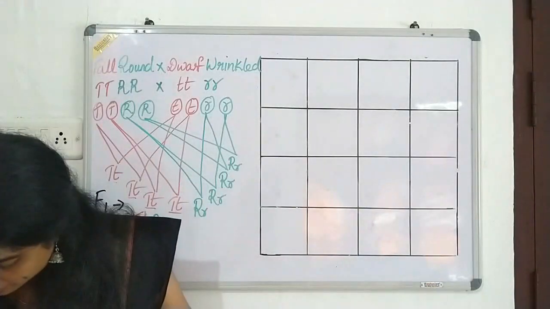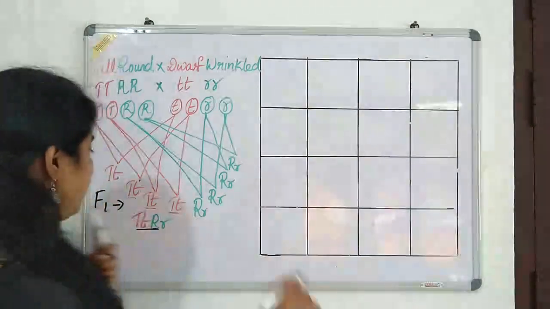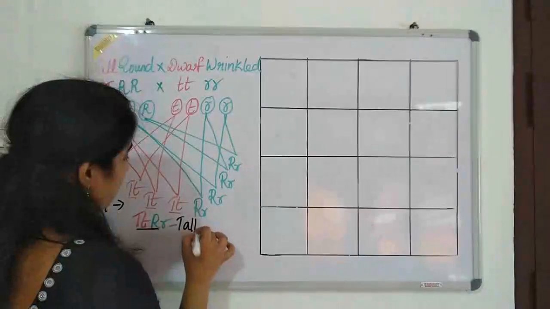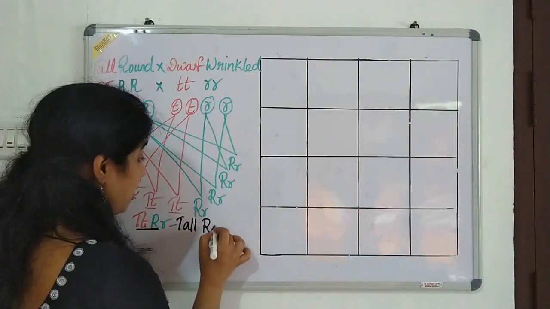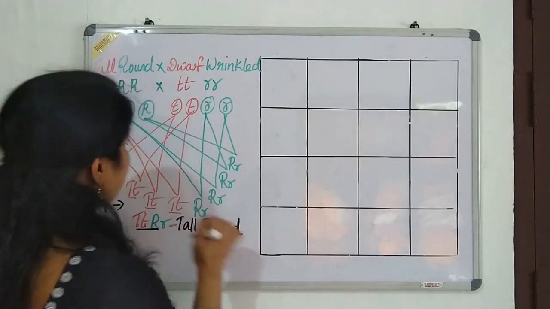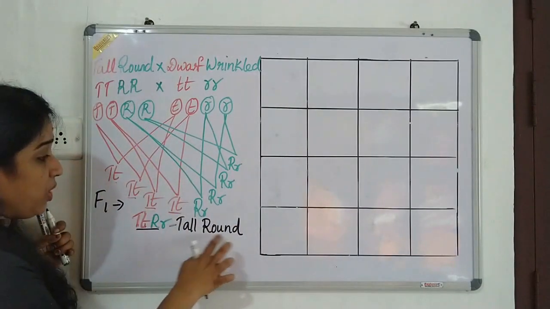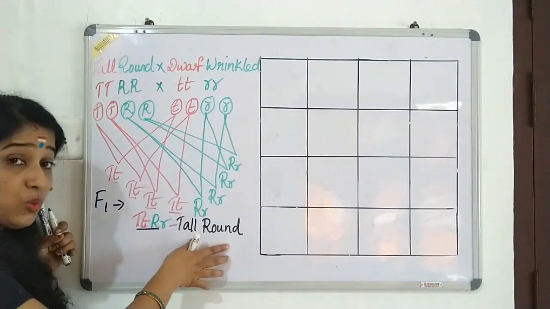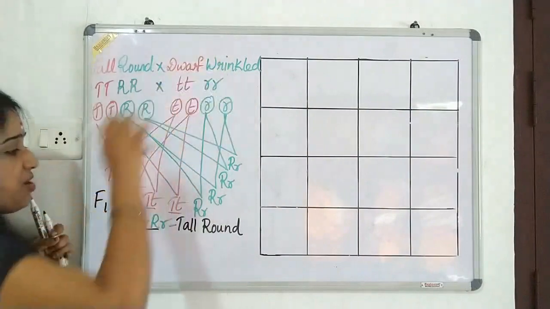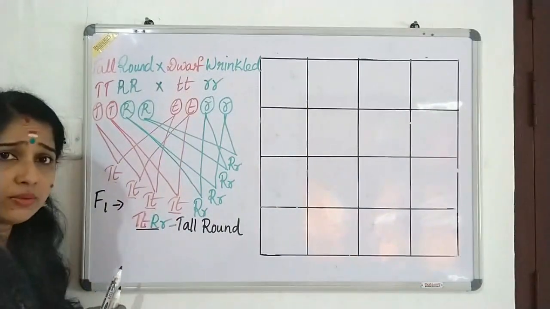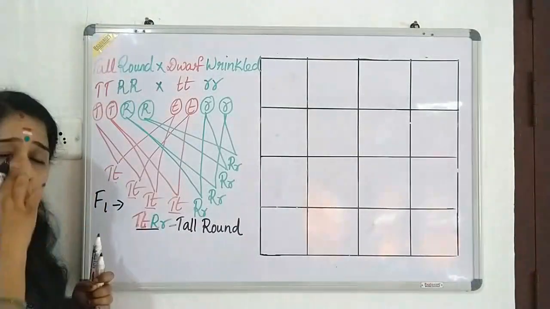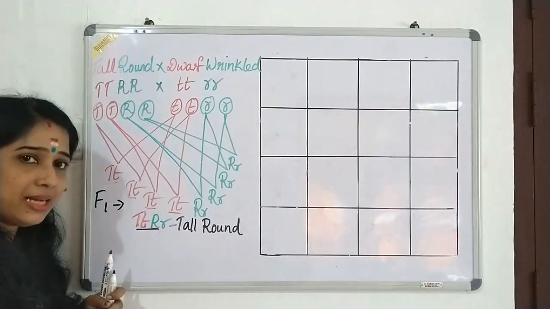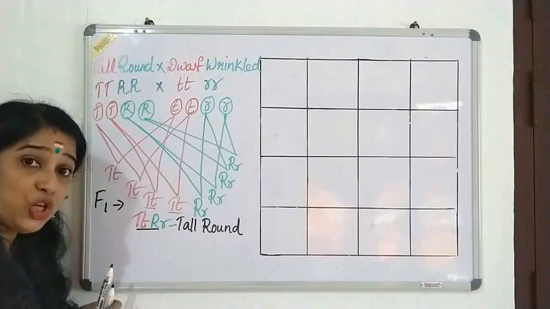And can you tell me which type of plant is it? You could say that it is the tall plant bearing which seeds? Round seeds. Tall plant bearing which seeds? Round seeds. Then Mendel got confused again. What happened to this dwarfness and wrinkled? Where had it gone? In the F1 generation, he got all the plants. Plants are all in which size? Tall plants.